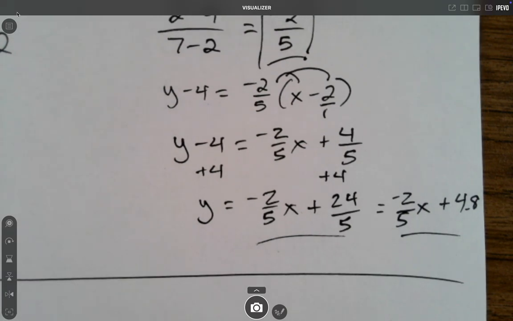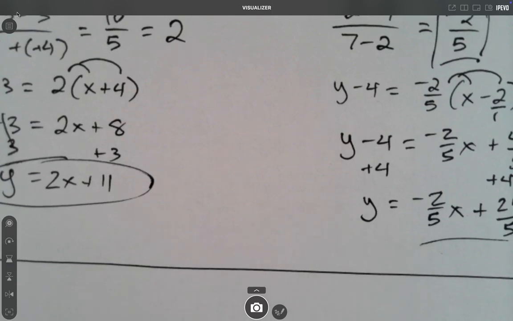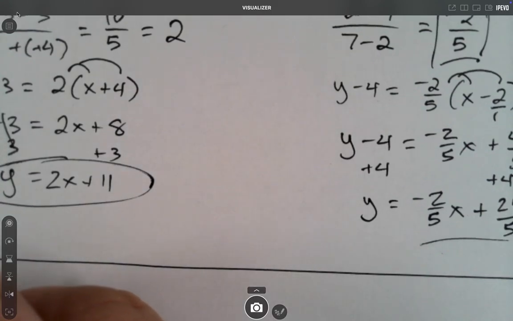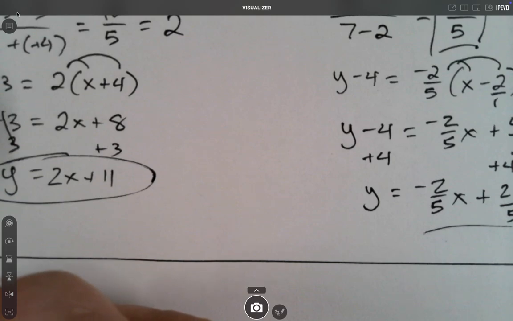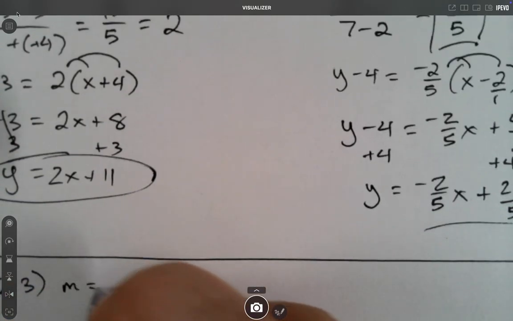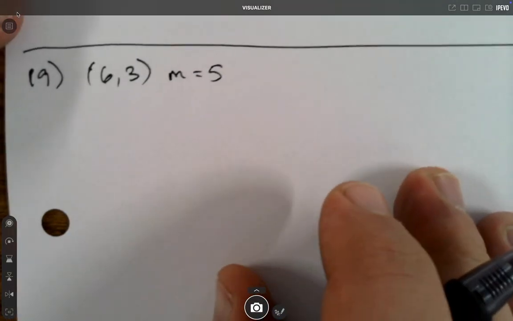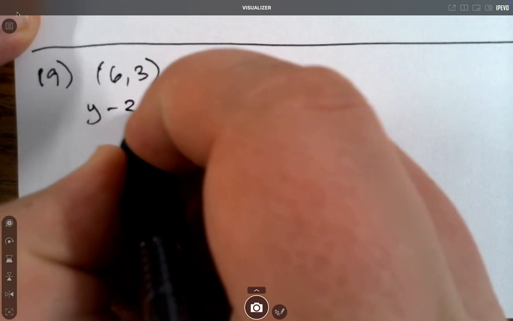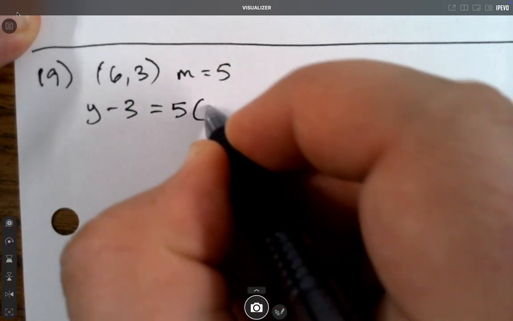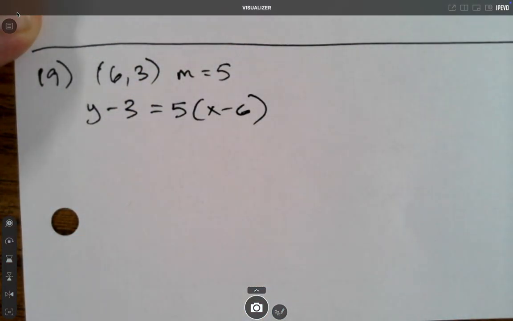Okay, on to section 2. We're talking about point slope form and standard form. On 19, it says write the equation in point slope form. These are pretty quick and easy. They give us a point and a slope. And we do y minus 3 equals the slope times x minus 6. And we quit there, because that's the point slope form.